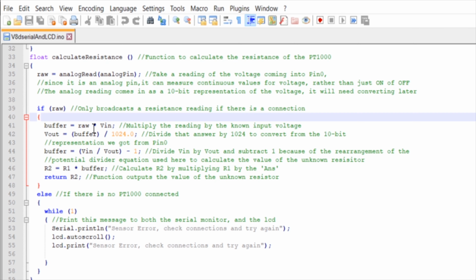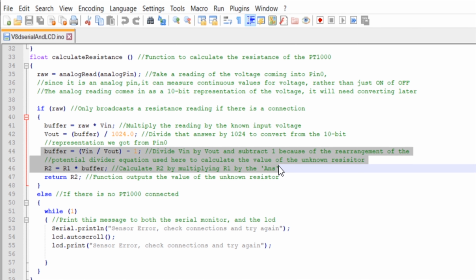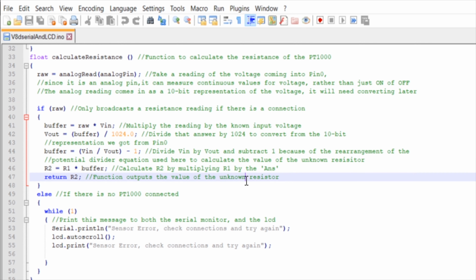The first thing we do is multiply the reading by the known input voltage coming out of the Arduino itself. Then we divide that answer by 1024 to convert it from the 10-bit representation. Then this is just using the potential divider equation to obtain the resistance of the PT1000 sensor. That is then returned by the function.